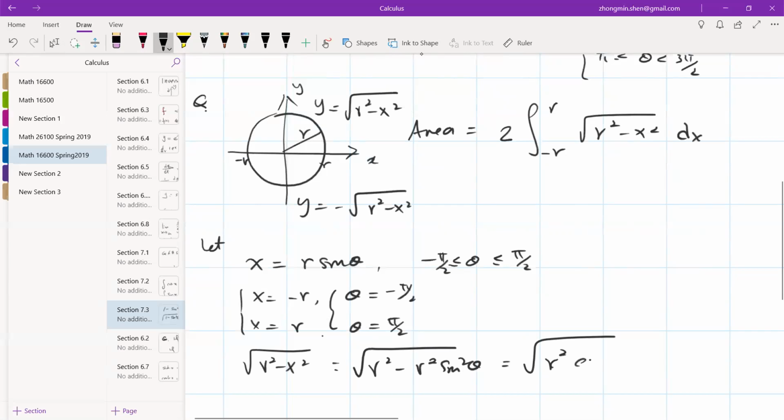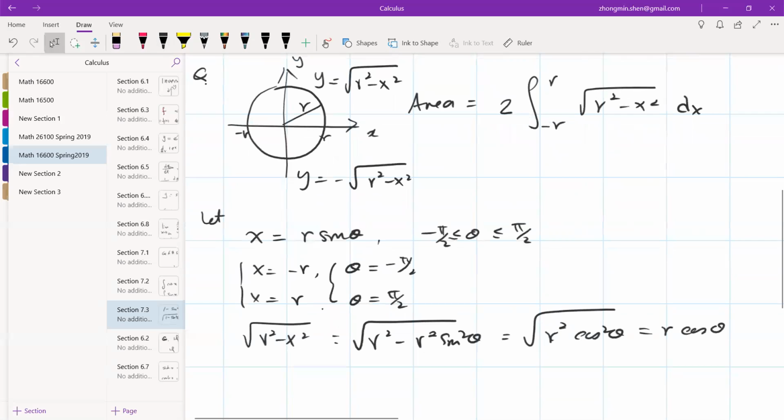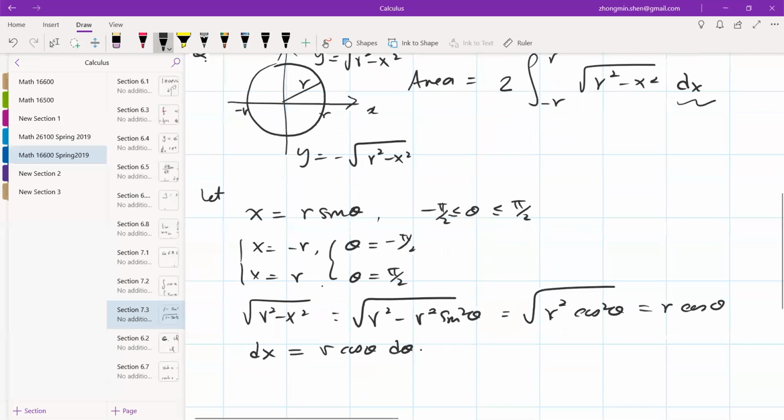1 minus sine squared theta is cosine squared theta. It's going to be r cosine theta, so you get rid of the radical. That's good. But be careful, the integral involves dx and the function. So what is dx? dx is going to be r cosine theta d theta. Okay, not too bad.